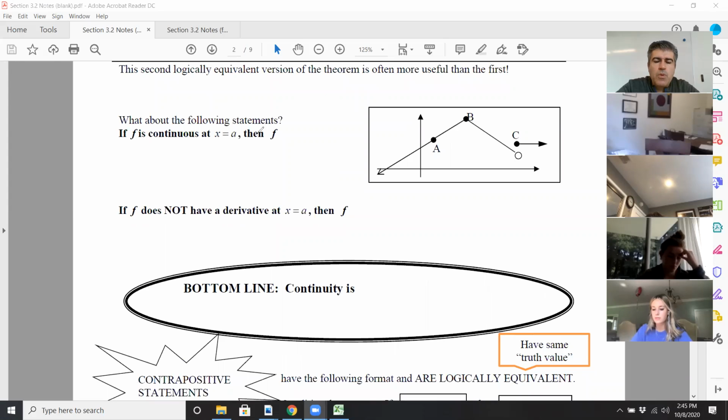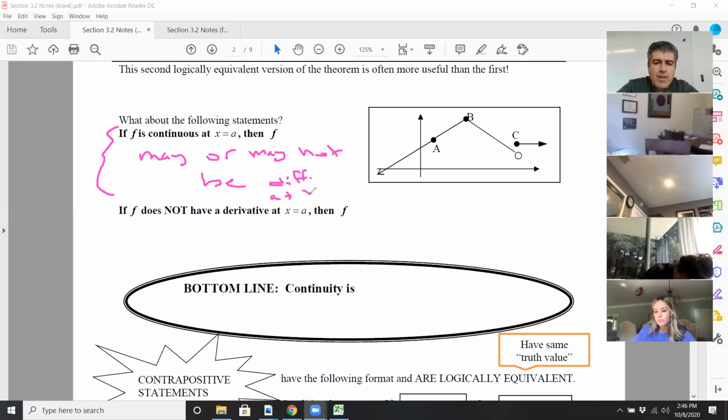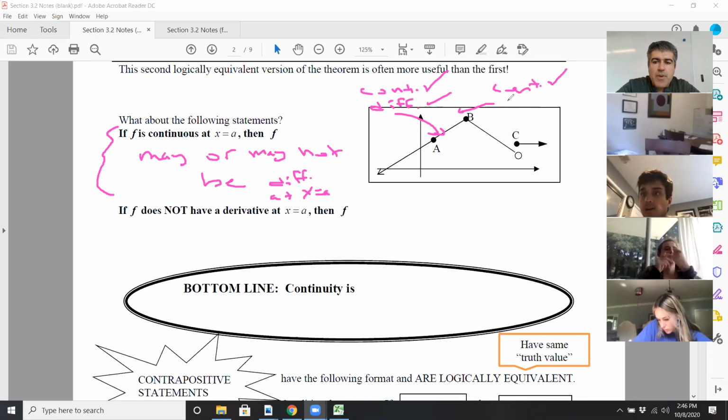So let's think about this statement here. If f is continuous at x equals a, so what if you're told you're continuous? Are you differentiable? f may or may not be differentiable at x equals a. For example, let's look at this point right here. Am I continuous there? Check. Am I differentiable there? I'm pretty sure I'm differentiable there because the derivative is just going to be the slope of that line. Sure, check. Let's look at B now. Am I continuous there? Check. Am I differentiable at B? No.